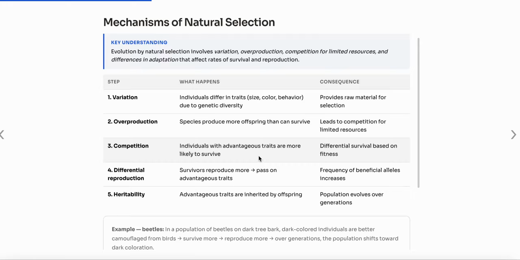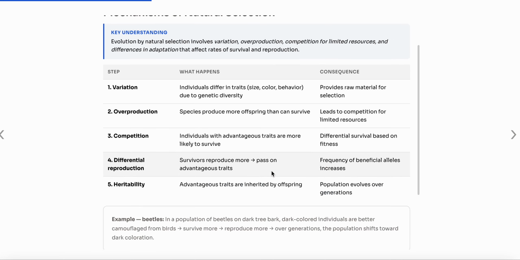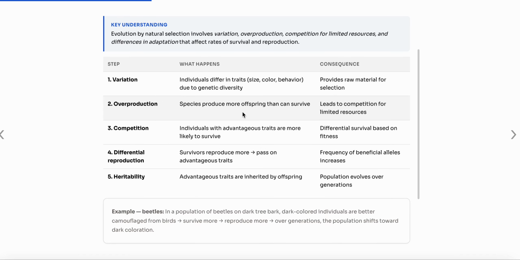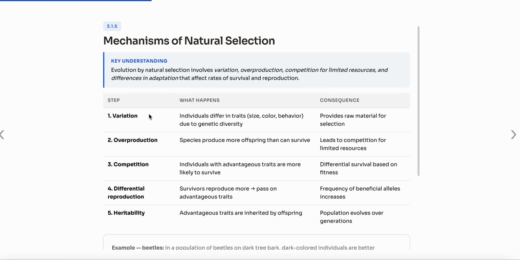The other thing is heritability. So the advantageous trait will then be inherited, with the genes passed on to the offspring. So here all 5 steps are required whenever you are asked to write about natural selection and how it happens. Just make sure that you are explaining the title, what is actually happening, and what are the consequences of the state.